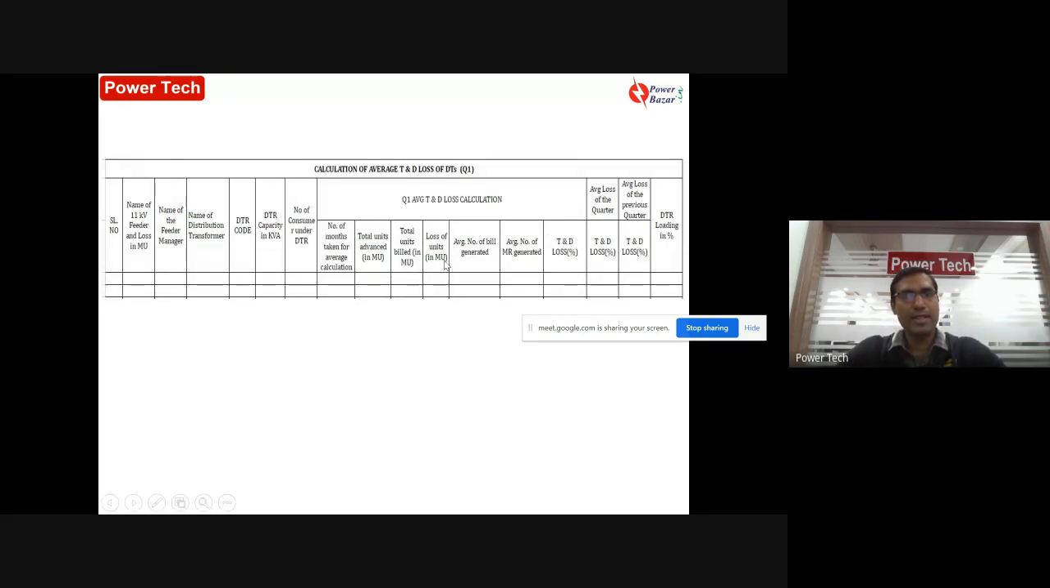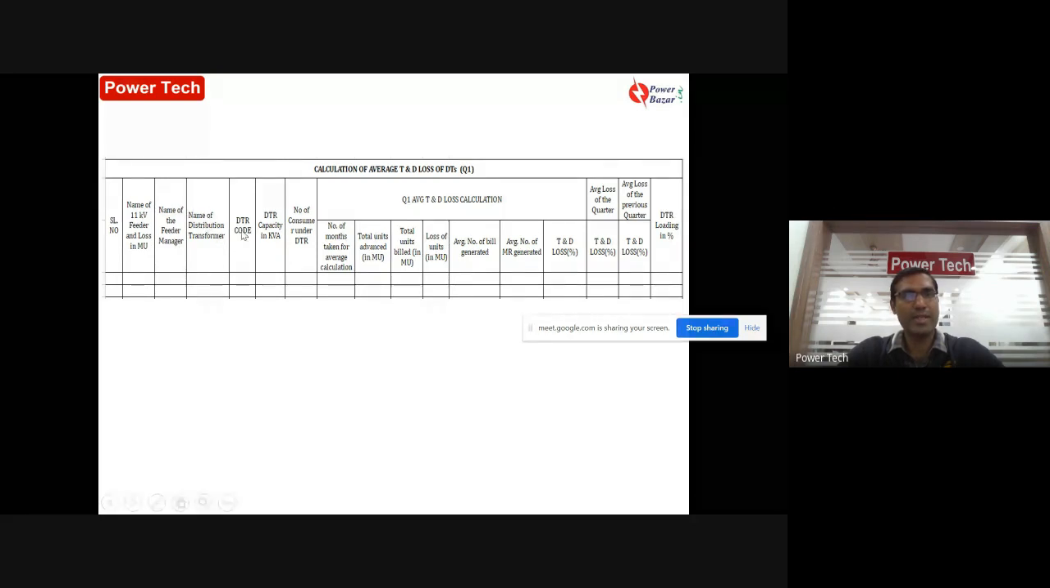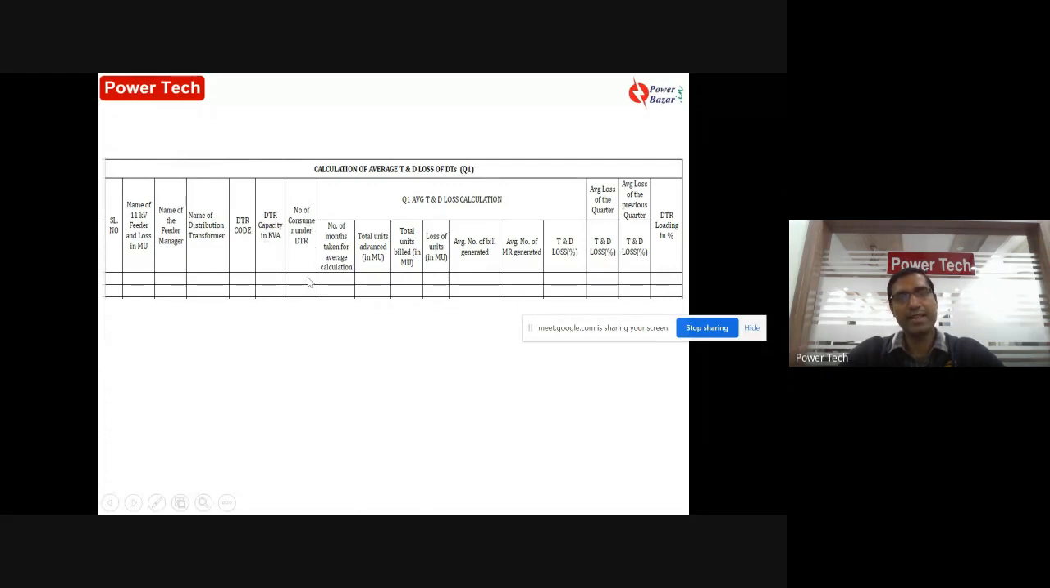So now this is for the calculation of average T&D loss of a distribution transformer for a quarter, that is for 3 months. 11 kV feeder, what is the name of the 11 kV feeder? The feeder manager, the name of the distribution transformer, DTR code, the capacity of the transformer in KVA. Now how many consumers are there under that distribution transformer, and the number of months taken for average calculation. Here, since it's a quarter, it is 3 months.